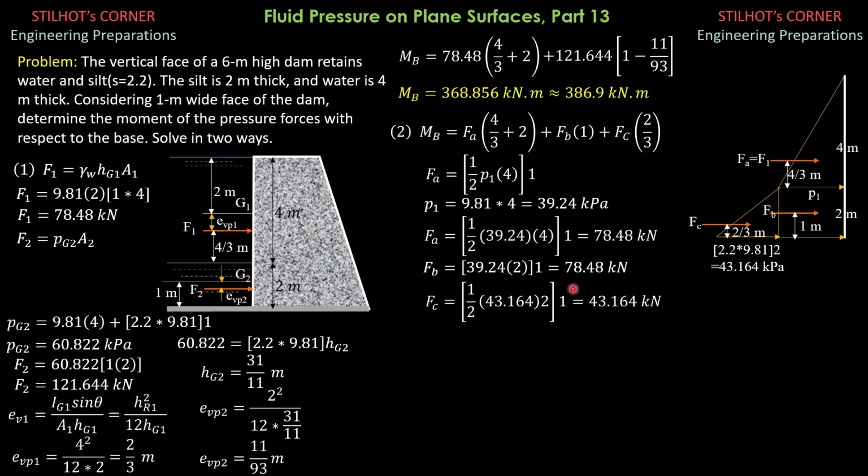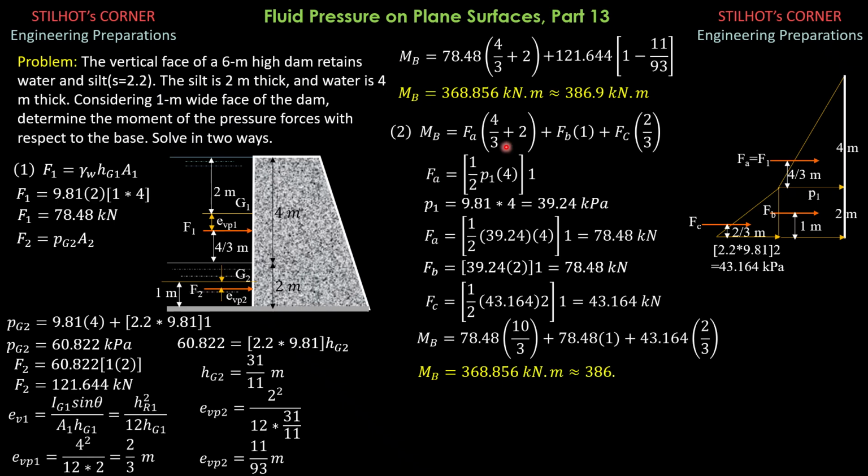So notice that FB plus FC is equal to F2 here, 121.644, to check. So finally, substitute here. MB equals FA, 78.48, times 10 thirds. This is 10 thirds if you simplify, plus 78.48 times 1, plus FC, 43.164, times 2 thirds. So MB is also 368.856 kilonewton meter, or approximately 386.9 kilonewton meter. So that's it for this video.